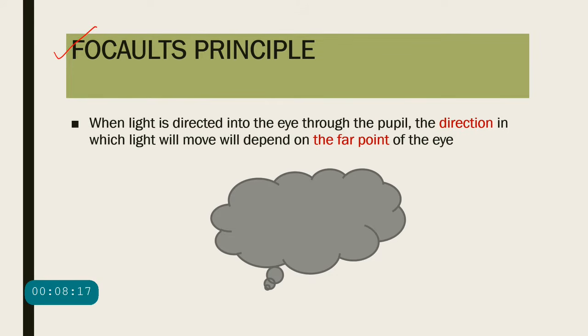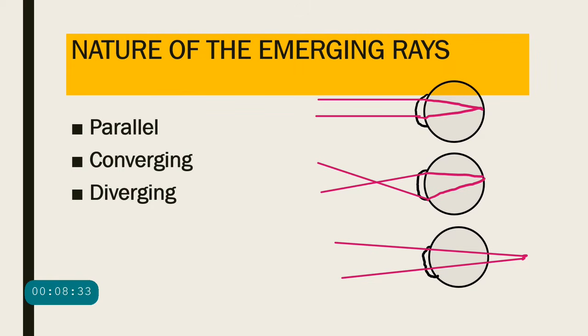So what is this Foucault's principle? The principle says that whenever the light is directed into the eye through the pupil, the direction in which the light will move will depend upon the far point of the eye. So let me tell you what it means. As I told you about the nature of the emerging rays which are coming from the retina, in the reflex state, what did I tell you? That this part of retina is going to now act as an object and form an image at the far point. Now in case of an emmetrope, the image will be formed at infinity and the nature of the rays will be parallel in nature.